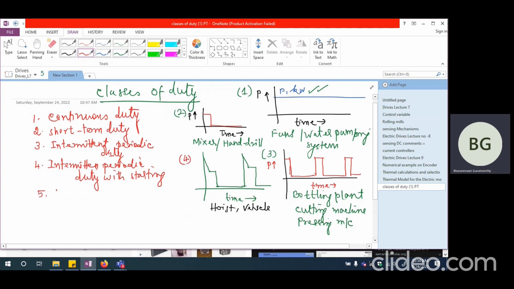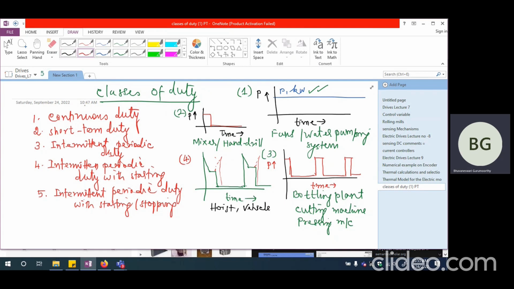The fifth one could be intermittent periodic duty with starting as well as stopping. Here you might have some amount of increase in the current at starting, and you may have an increase in the current here also. That will indicate that during stopping you will again have a large current drawn. So I square R losses are going to be higher.